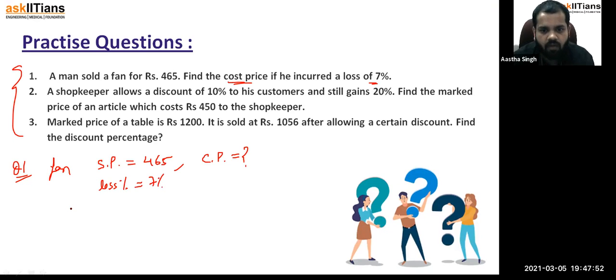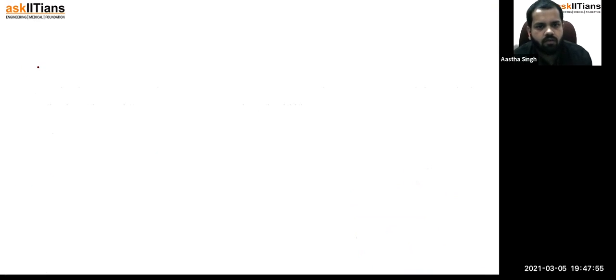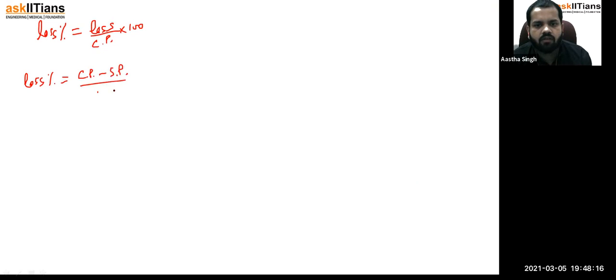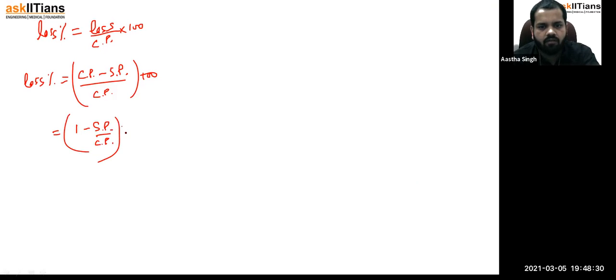Just look at how I'm doing it on the next page. Your loss percentage is loss divided by CP multiplied by 100. Loss is cost price minus selling price, so loss percentage is cost price minus selling price divided by cost price, multiplied by 100. Just individually divide like we did in the earlier question. CP by CP will be 1 minus SP divided by CP into 100. This is the loss percentage.